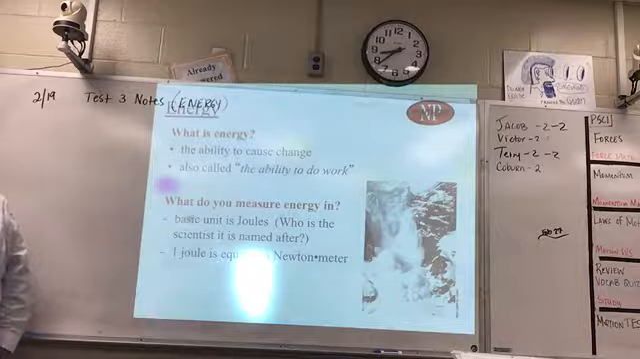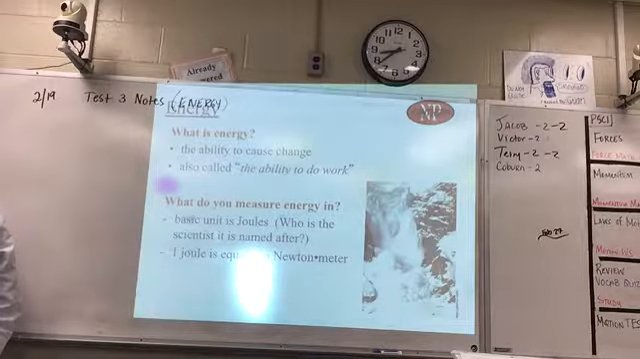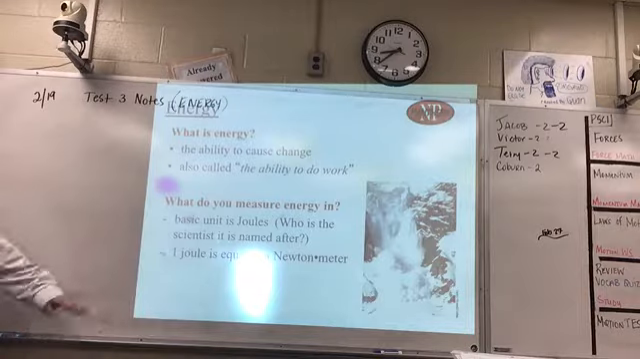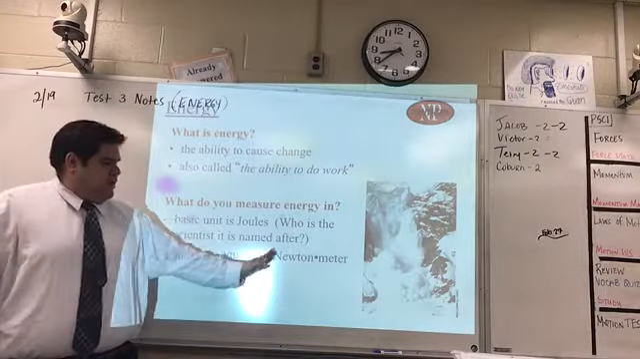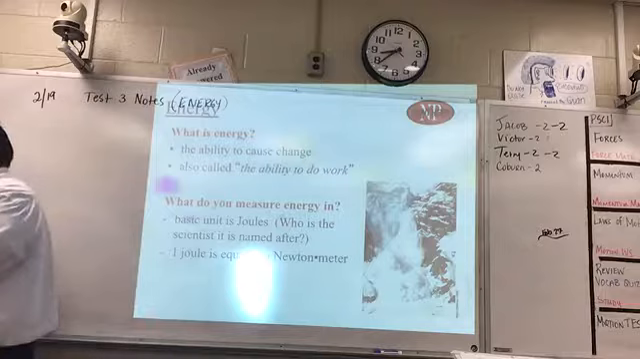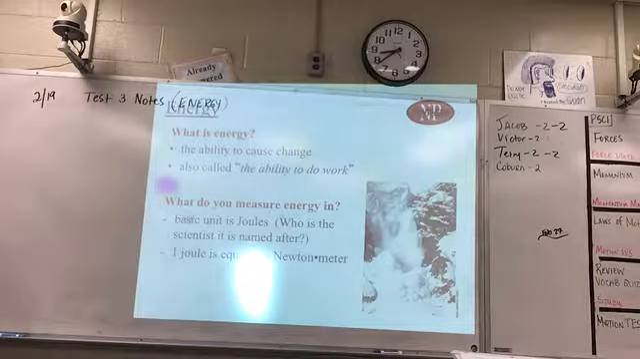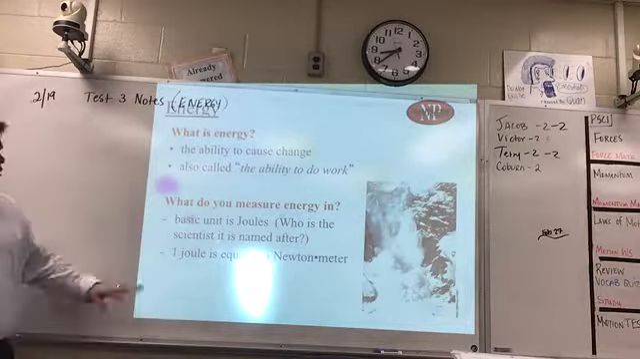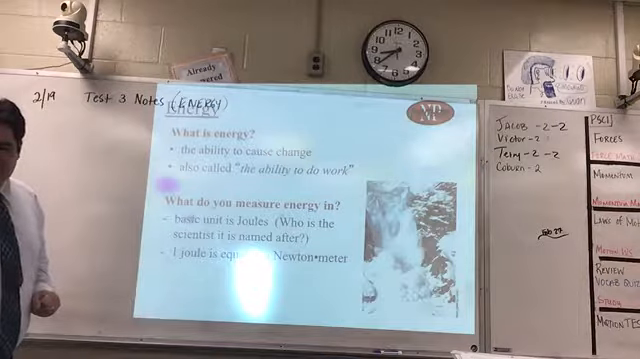Would you accept a $10 bill, a 5 and 5 ones? Yes, because even though it's a different makeup, it's still the same thing. That's what we're saying here. A joule is the same thing as a newton meter. It's different, but it's the same representation, same amount. Okay? Any questions so far on this slide?